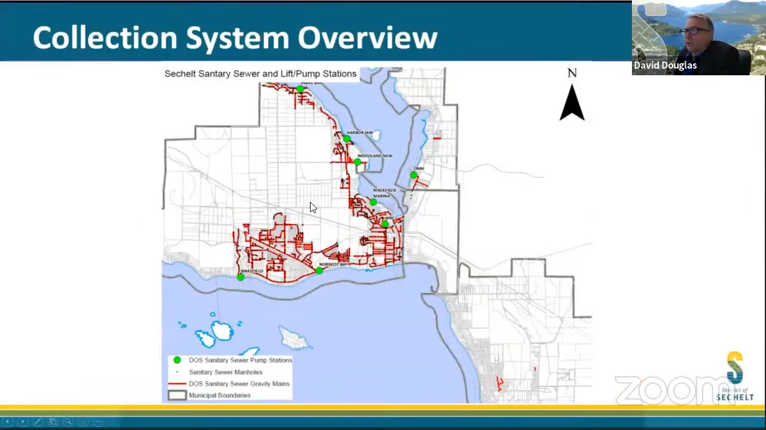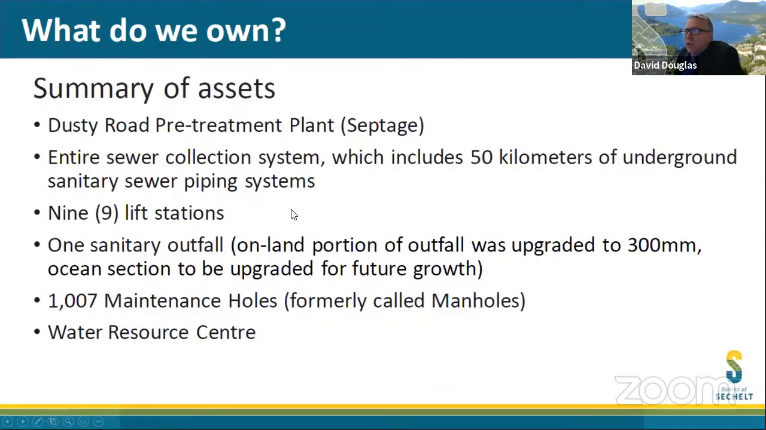So the sewer operating and capital, just quickly an overview of our sewer collection area within Sechelt. Once again, just looking at what do we own, what do we have to maintain? What are our assets that are important to us? And we have the Dusty Road pretreatment plant, otherwise known as our septage receiving area. We have the entire sewer collection system, which includes about 50 kilometers of underground sanitary sewer piping systems. We have 9 lift stations, 1 sanitary outfall, and about 1,007 maintenance holes. And of course, we have the Water Resource Center right downtown Sechelt.